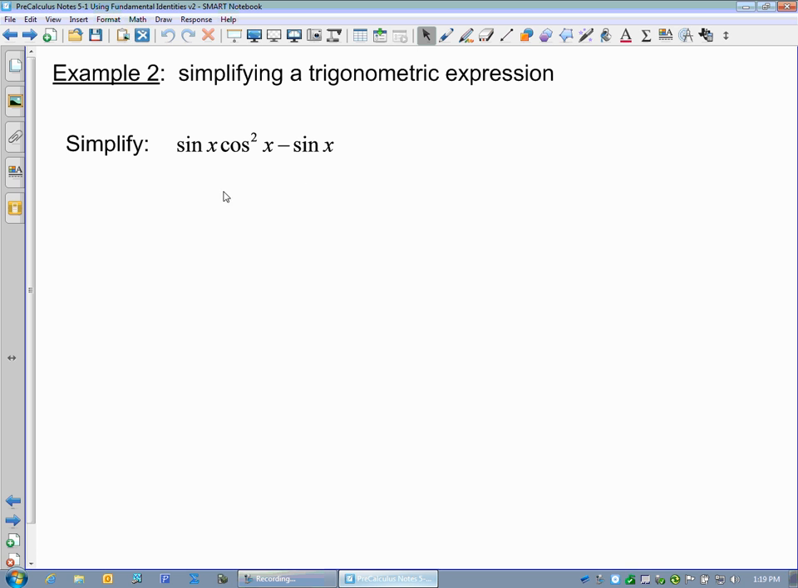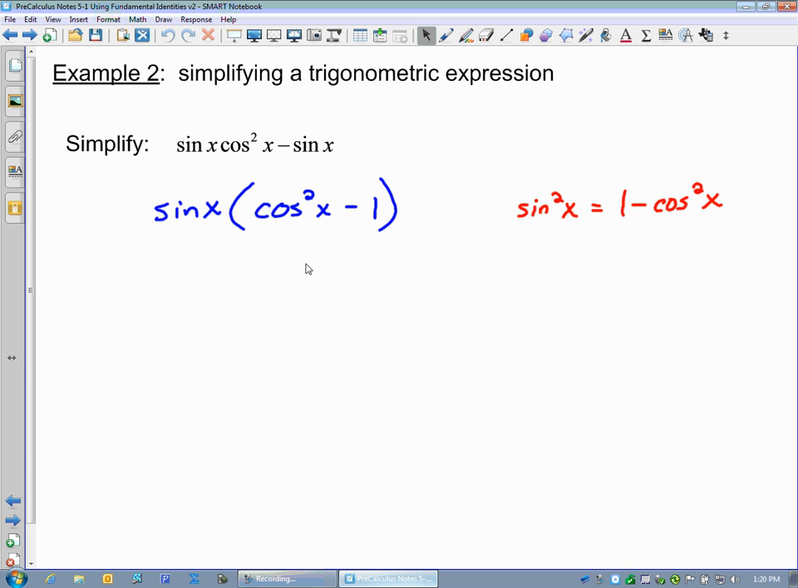So I do notice that there is a sine in both of the terms. So first thing I'm going to do is factor out that common sine. If I factor that out, then I now get this expression, the sine times cosine squared minus 1. And hopefully you now recognize the inside as one of those, or close to one of those identities that you use. The actual identity is sine squared equals 1 minus cosine squared. But here we have cosine squared minus 1, not 1 minus cosine squared.